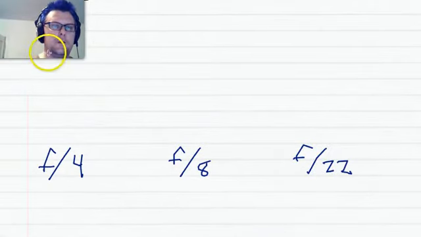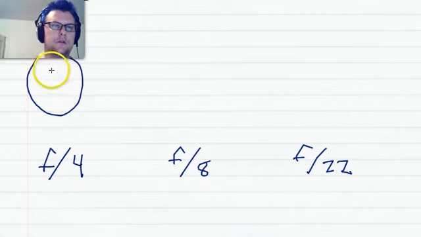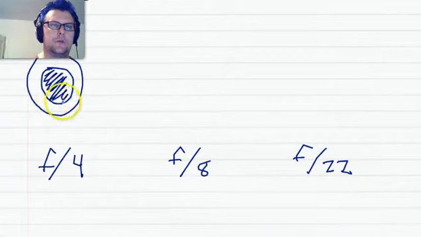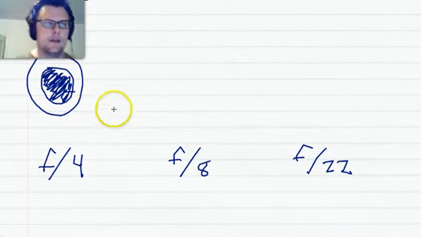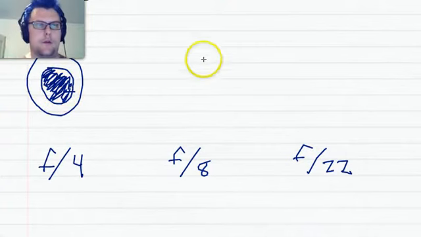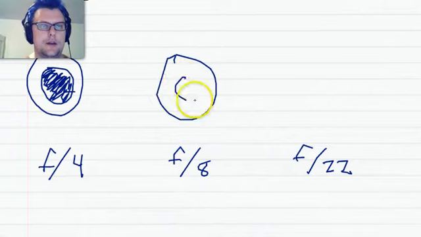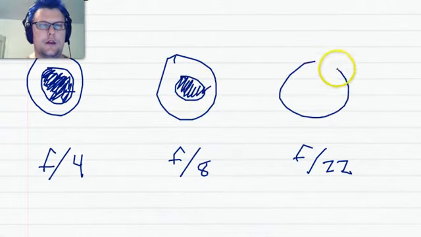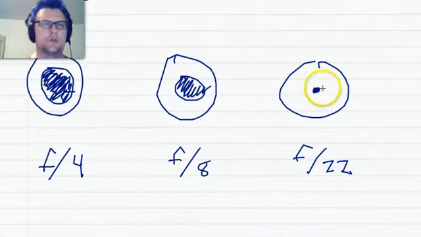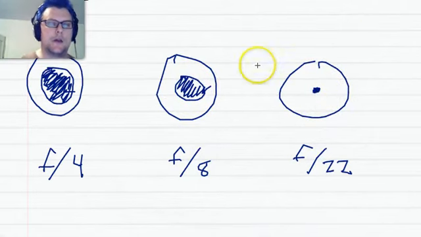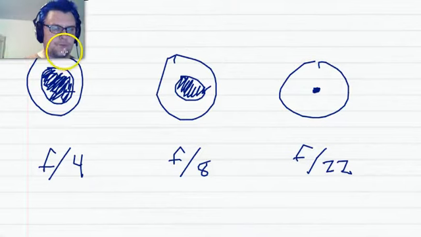So an f4 means that your aperture is pretty big. A lot of cameras can go to a smaller number than 4, which means a bigger hole than 4. But that's pretty much on the wide open end. F8 is going to be a much smaller opening, and so that's what the light's going to come in through. And an F22 is just going to be a little pinprick that's going to let a tiny amount of light in.